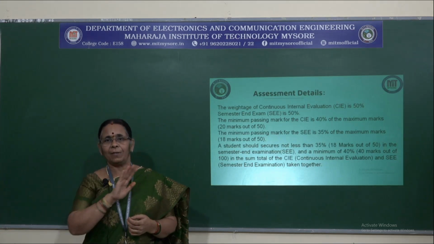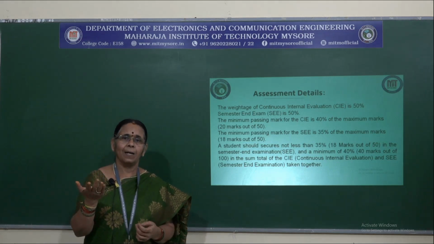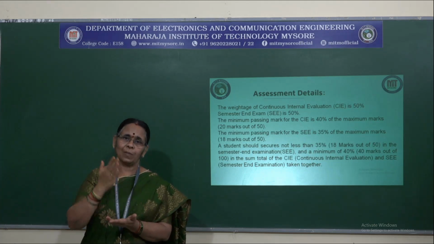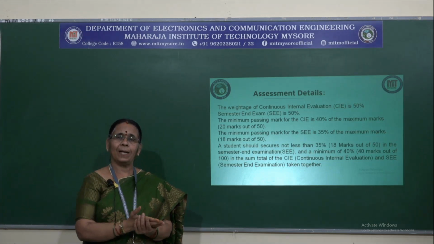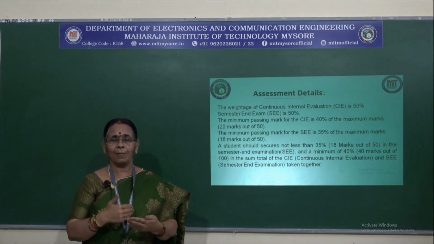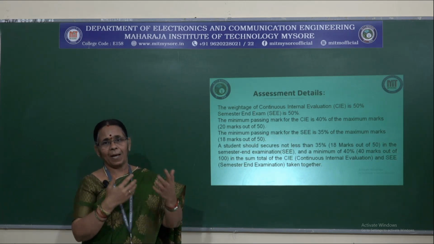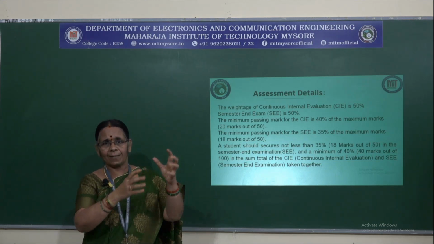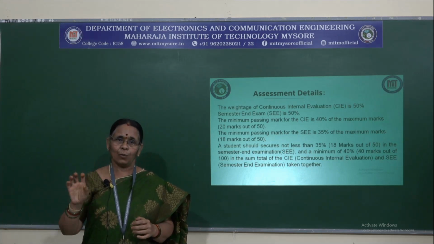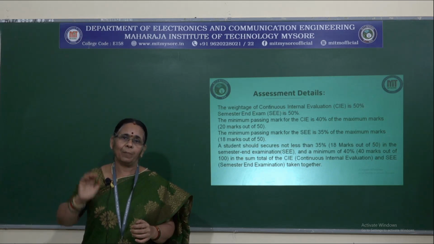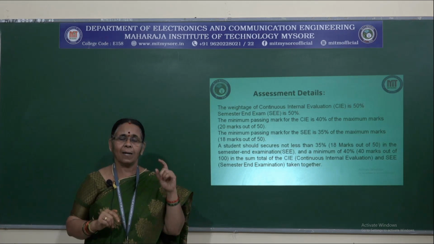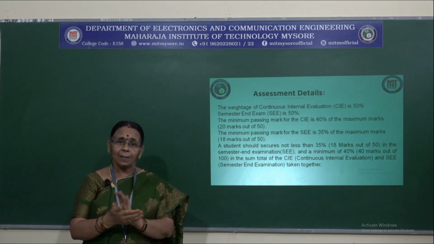Once you complete the study, once you know the importance of this, the next thing is how the university is going to evaluate that. So the evaluation process is divided into 2 parts. The first one is continuous internal evaluation. Throughout your semester, there will be assignments, maybe internal assessment tests, like that. That is continuous internal evaluation. And then finally, after the completion of the course, the semester end examination will be there. So the semester end examination is SEE, and CIE is continuous internal evaluation.